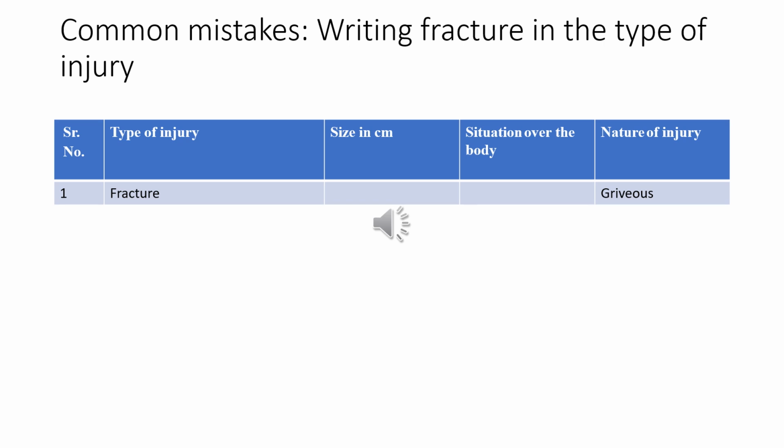Many students write fracture in the type of injury column. Remember friends, fracture can be caused by any type of injury. So you should write only abrasion, contusion, laceration, incision, stab wound, and chop wound in this column. As fracture is a grievous injury, you can find this fracture in any type of these injuries after the X-ray or any investigation or by your open eyes.